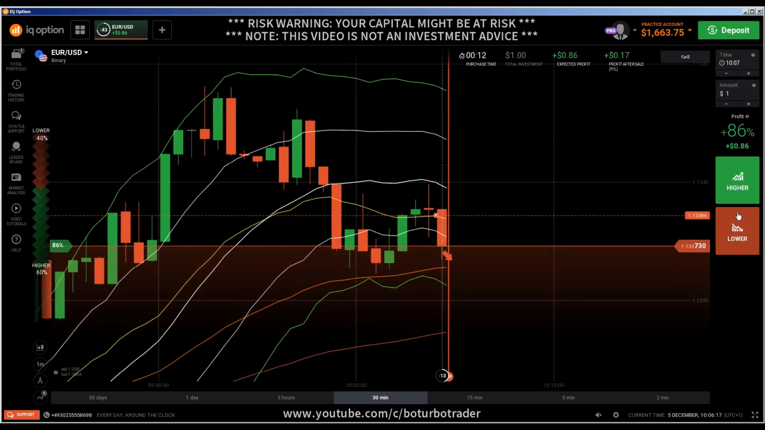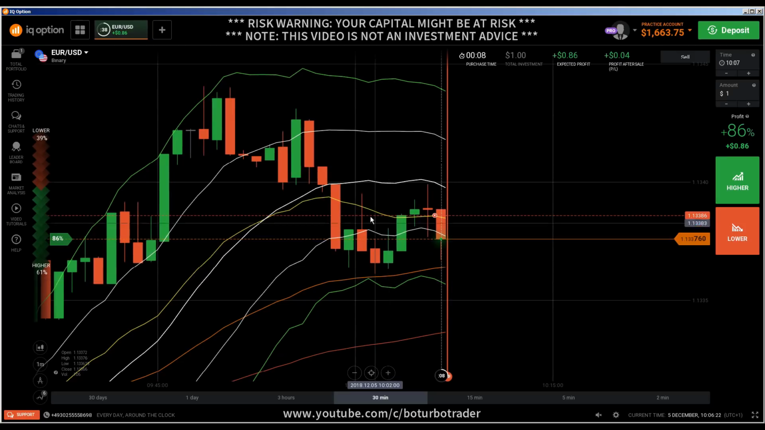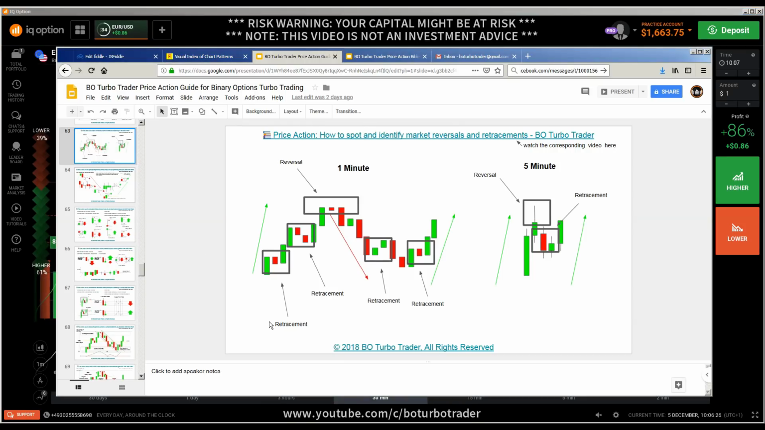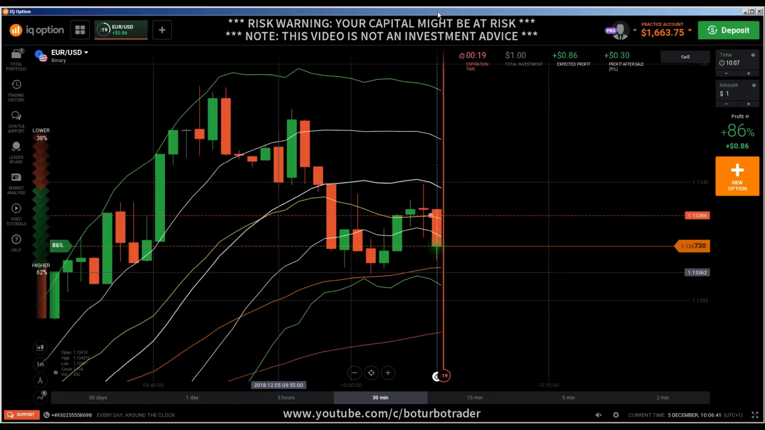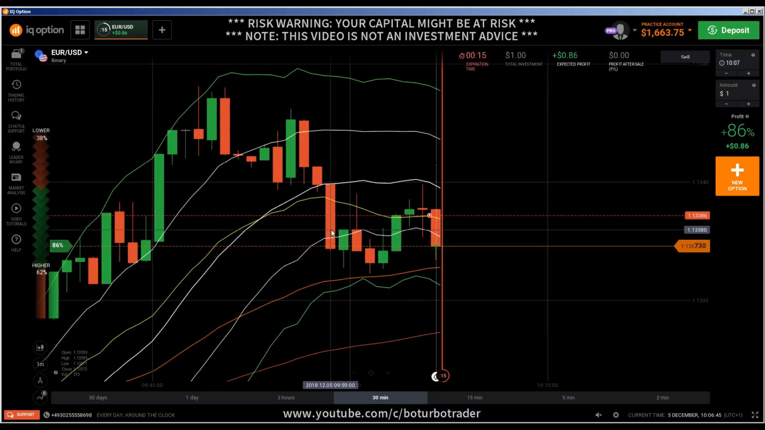I can show you now those concepts which I was talking about. First of all, the pullback. That is this concept here where I talked about the highest probability trading setups. Yes, you see price gets to a pullback, and after a pullback here, you get into a trend continuation. This pullback was here on the 50 EMA. You see here 50 EMA. That is this one. It's not like this one.